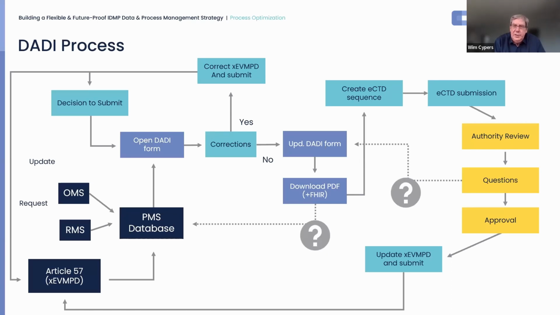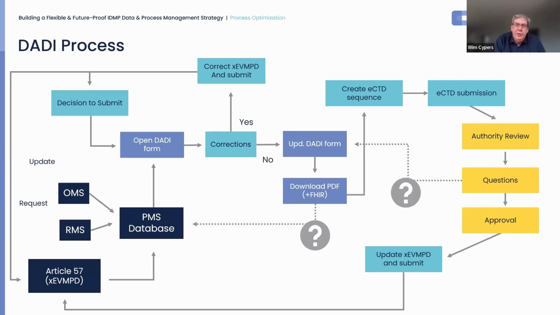You will include that in your eCTD sequence that you submit, and you will actually do the submission of your project. At the end of the submission, you still have to do an XEVMPD submission, and then Article 57. So it's actually a loop. Yeah, XEVMPD and DADI are very closely involved, but the key message here is that you get your data. You get your changes in a structured format earlier in the process.